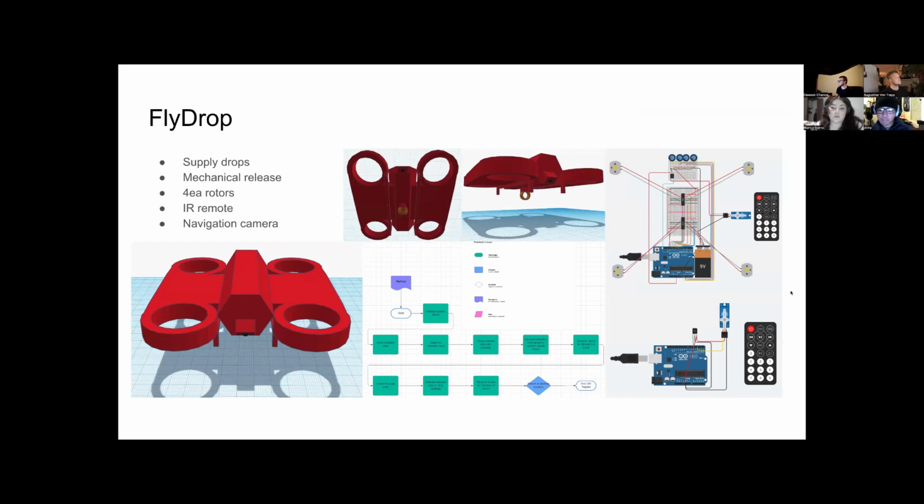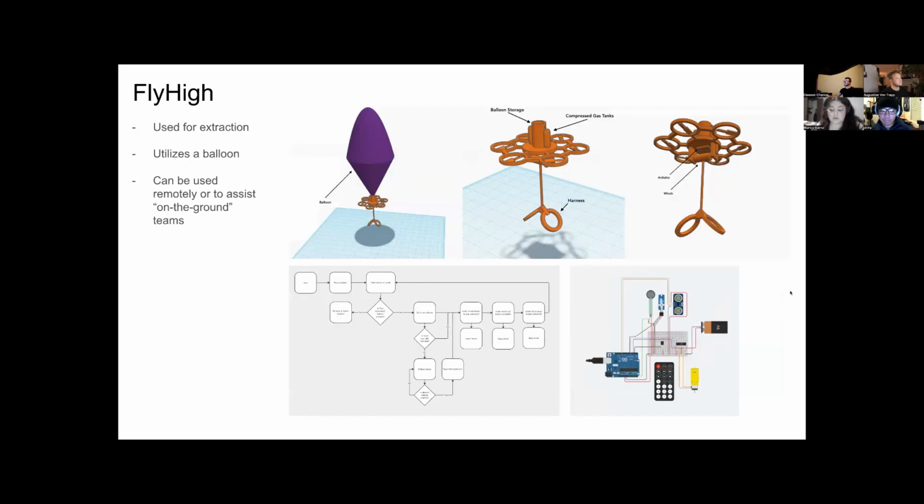Yeah, so the FlyDrop uses a camera for navigation and a basic release mechanism to pick up and release supplies to its victims. I'll go ahead and pass it off to the FlyHigh.